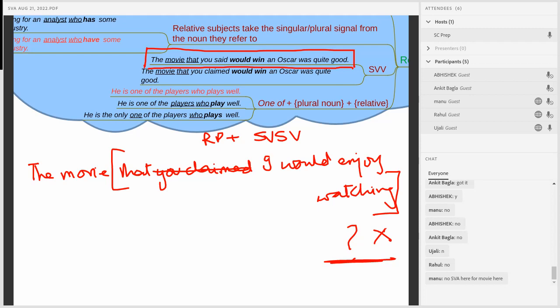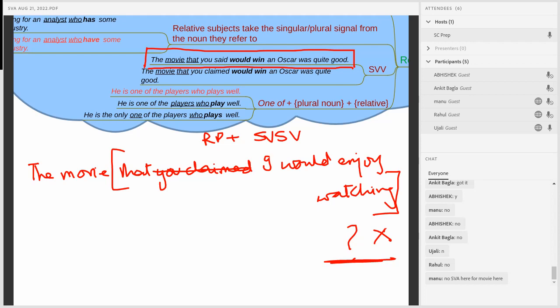I did this slightly differently, and I want to check if that works too. I underlined that you claimed, and I said this is a relative clause. And watching is the verb for I, which is the subject, and hence movie has nothing left. That is also a way to do it, but just remember the claimed part is not part of the description.